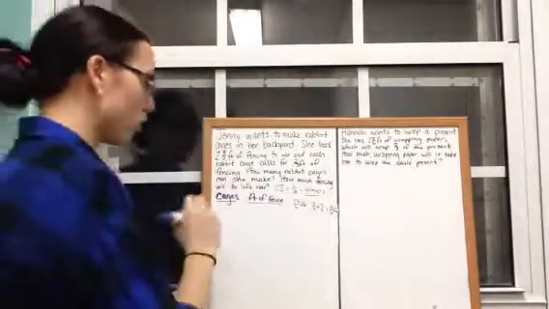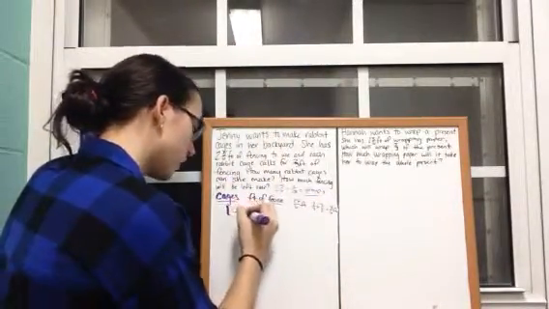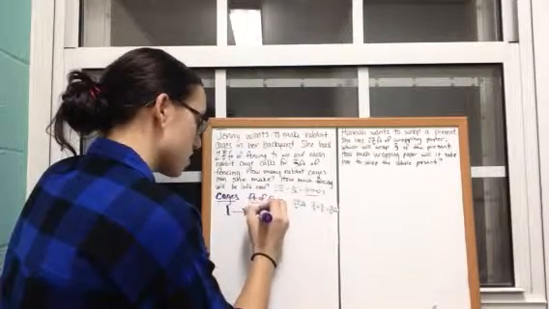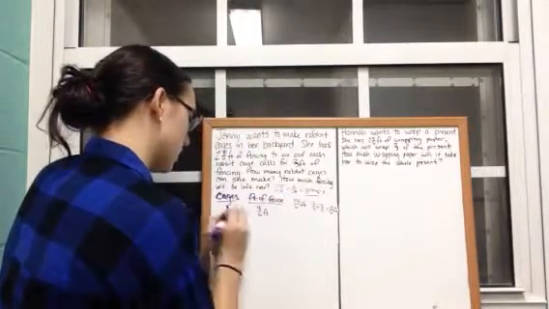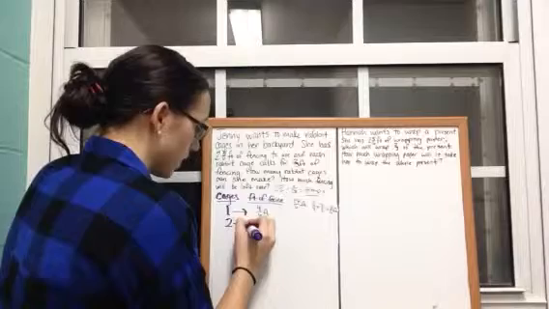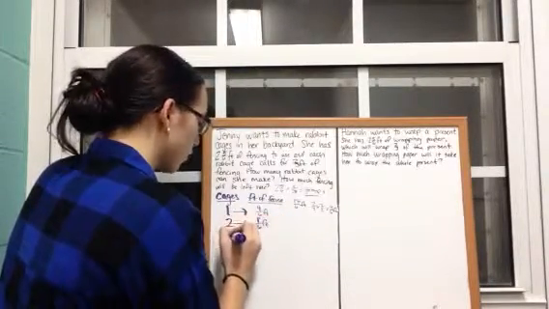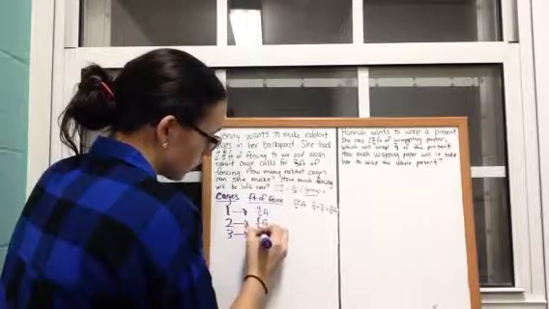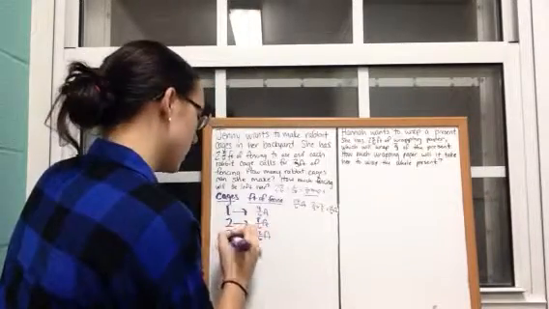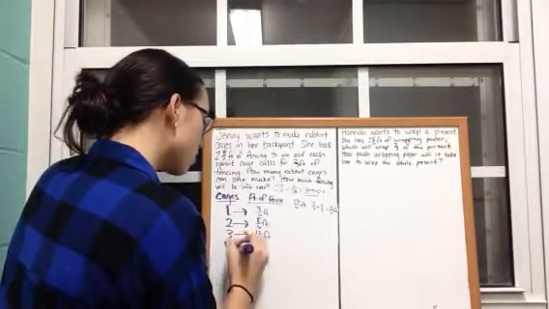Okay, so for one cage, it's going to take 4/6 foot of fencing. For 2 cages, it will take 8/6 foot of fencing. For 3, it will take 12/6 foot of fencing.